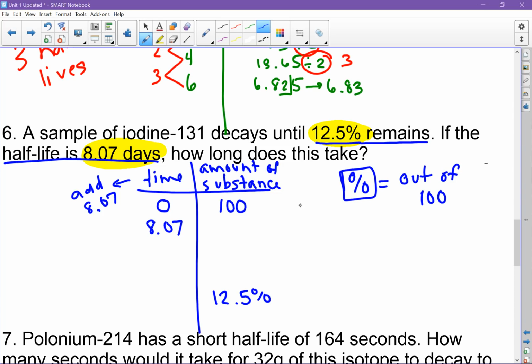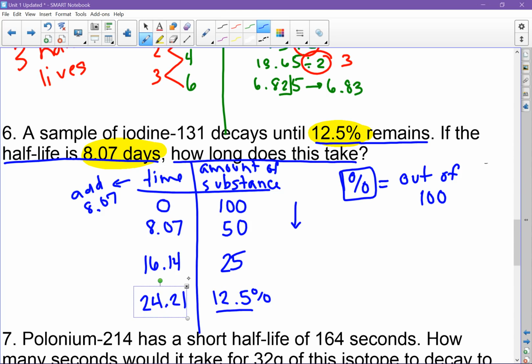So now we can go down this column and divide until we get to 12.5. So 100 divided in half is 50. Divided in half again is 25, divided in half again, and we hit the percentage that we were given. So now we know how many times we have to add. So do 8.07 plus 8.07 is 16.14. Add 8.07 again, and we get 24.21. So the question of how long does this take, this is the amount of time that it took right here at the bottom. So our answer, it took 24.21 days.